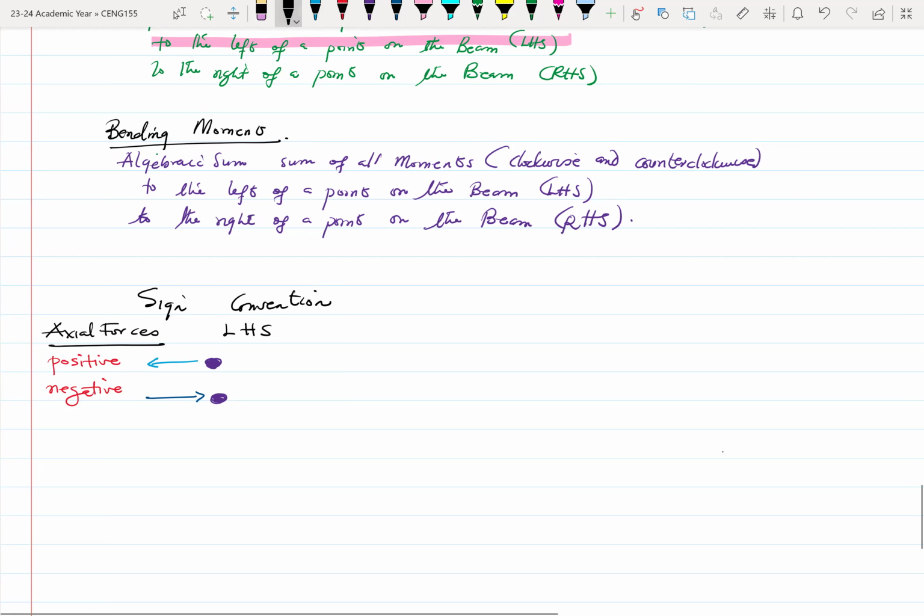Okay. So what if you're looking at the right-hand side of the structure and not the left-hand side? On the right-hand side for the same point, for the same two sets of forces, you would have this going here and that coming here. So if these are the loads on it, then again this is positive, and here we have negative.